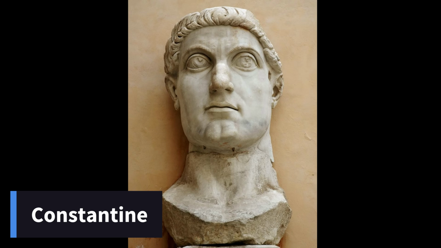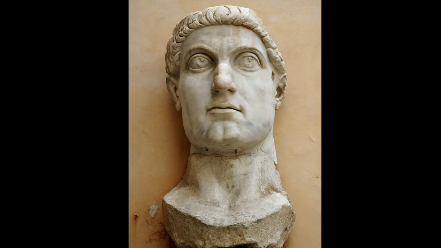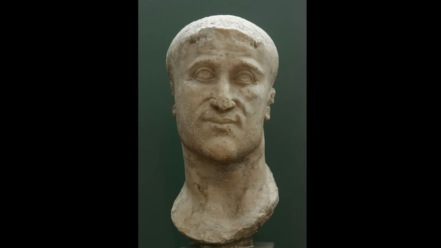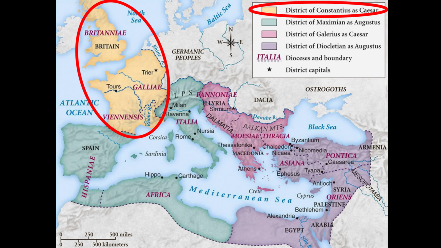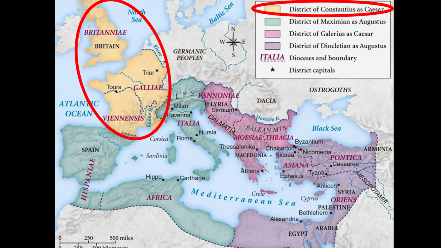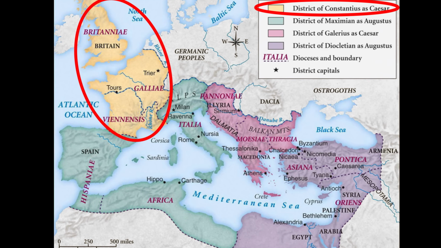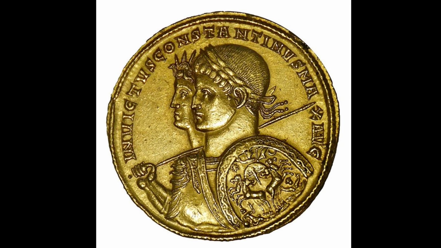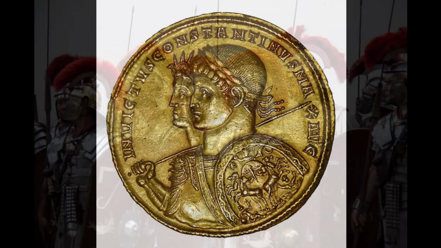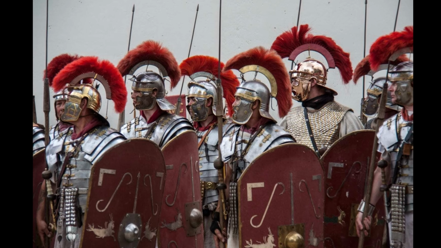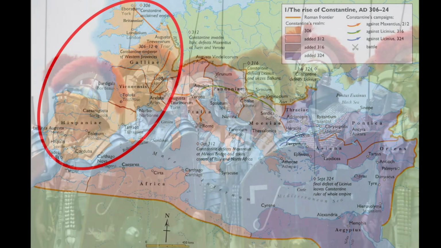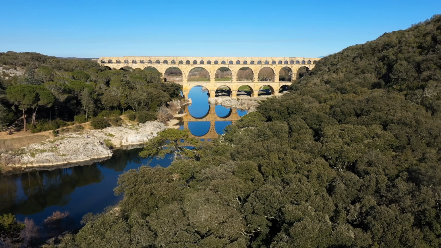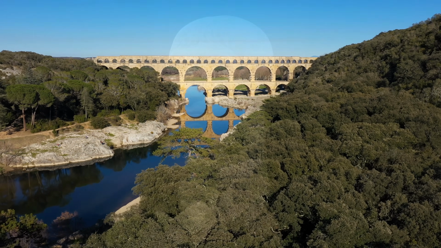Constantine was born in about 272 in what is now Serbia. His father, Constantius, rose through the ranks of the Roman army, eventually becoming one of the 4 original members of Diocletian's Tetrarchy. When he died in 306, his son Constantine assumed his position within the Tetrarchy and gained the loyalty of his father's seasoned troops. Constantine ruled Britain, Spain, and Gaul, which is essentially modern-day France.